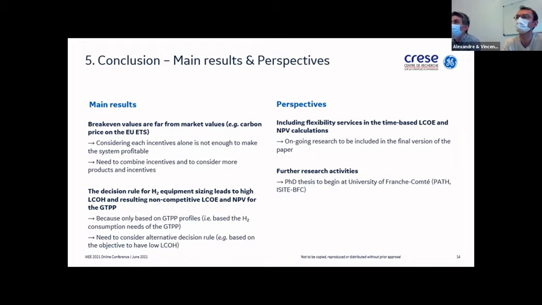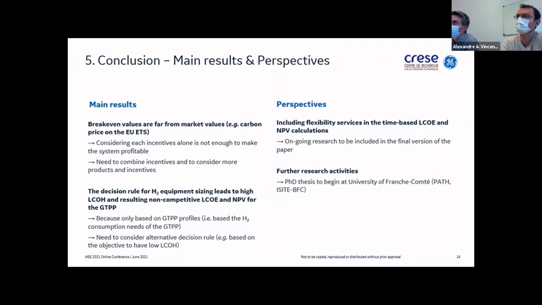So an avenue to improve competitiveness is maybe to combine the price incentives first of all, but also obviously to consider more products for the plant and the hydrogen production and storage facilities, such as, as we said, the value of flexibility services, and also maybe some other policy incentives. The other important result comes from the decision rules we have implemented for the equipment sizing of hydrogen. As we saw, this leads to a high value for the LCOH, and in turn it results in values for the LCOE and the NPV at the gas power plant level that are not competitive.